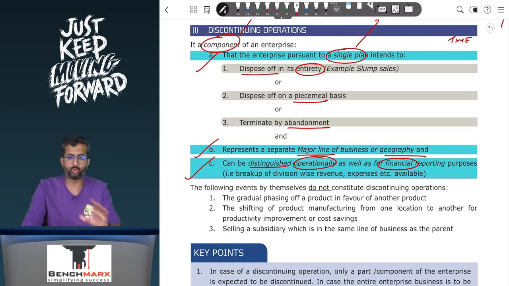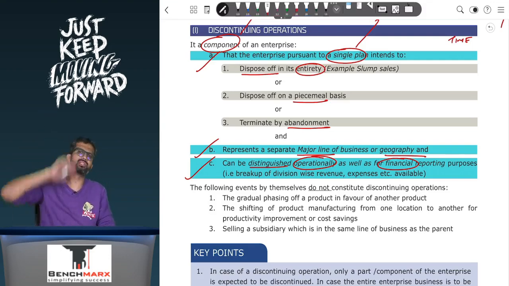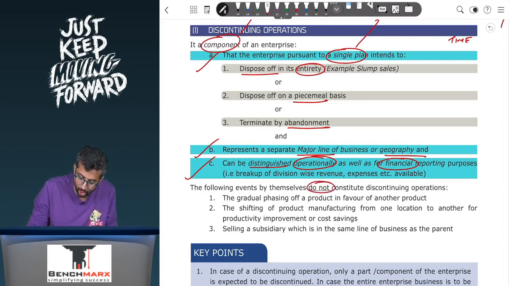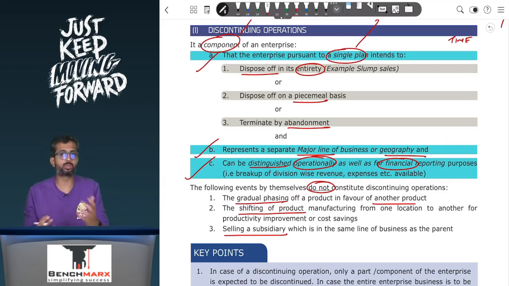Or if you are closing one geography and putting a plant in another geography, that cannot be a discontinuing operation. Or if you are selling a subsidiary which is in the same line of the business as that of a parent, again merely that cannot be a discontinuing operation, but linked with other factors you can see that. So following events by themselves do not constitute discontinuing operation: gradual phasing off in favor of another product, shifting of the product manufacturing from one location, or selling of a subsidiary. Merely these will not constitute a discontinuing operation.